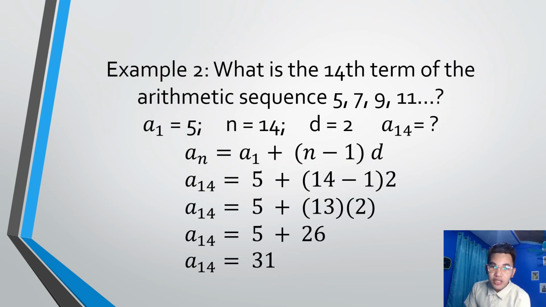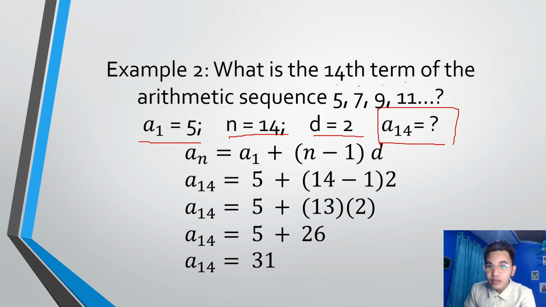Next, we have another example. What is the 14th term of the arithmetic sequence? Earlier, we were looking for the common difference. Here, we are looking for the 14th term. The given is 5, 7, 9, 11. So, a sub 1 is 5, a sub 2 is 7, a sub 3 is 9, a sub 4 is 11. So, that is the given. We are looking for a sub 14.